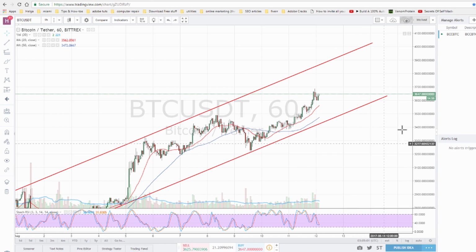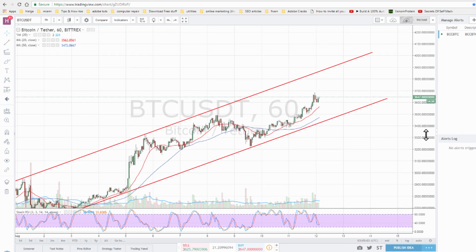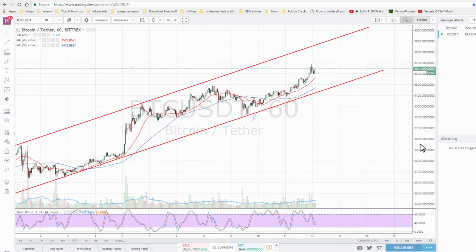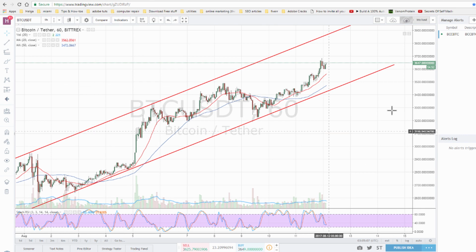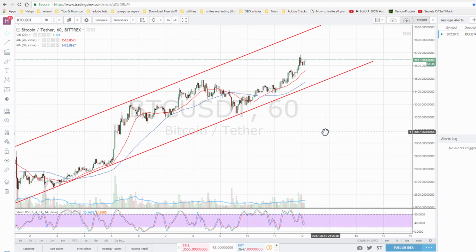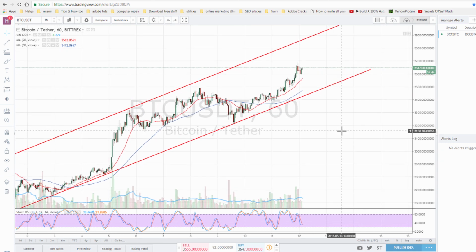And then from there, I would expect a huge crash, because this is the hourly chart. But if you look at the weekly chart, it looks really scary. It looks really, really parabolic. And what happens after parabolic movements? We have big crashes. So that's all for Bitcoin.